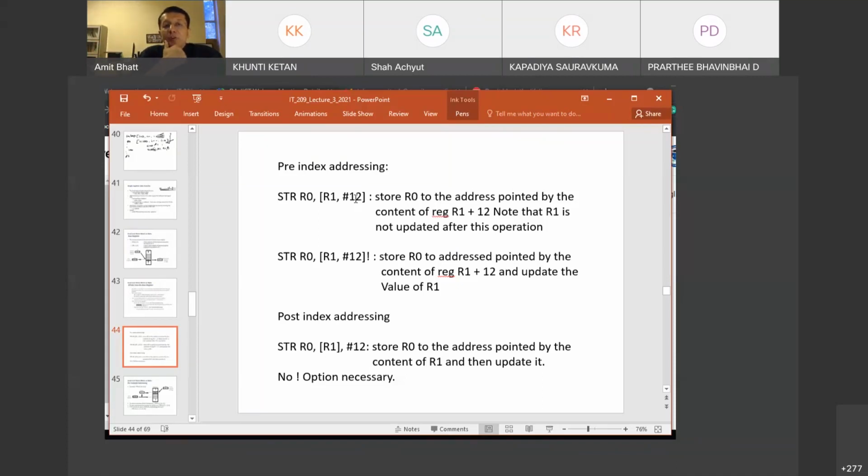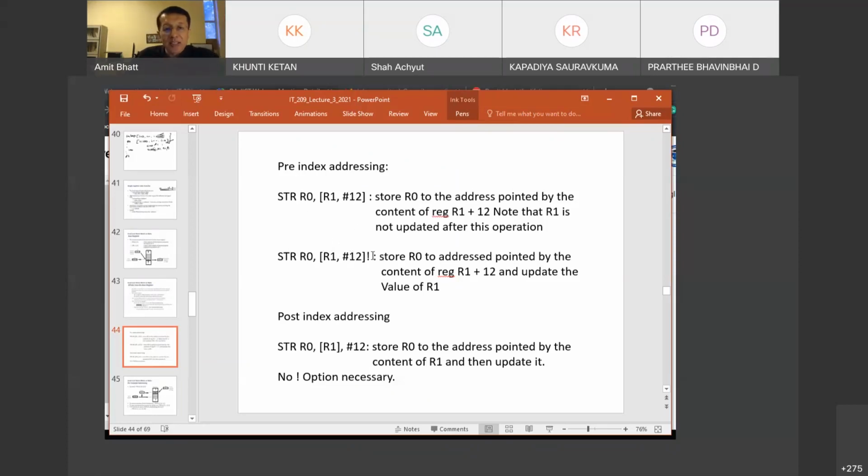Now, the difference between the first and second example which I have given is that it is exactly similar except this sign, which is the exclamation mark. In the first one, you are not updating the value of R1. The value of R1 will remain the same. Now, suppose you are writing a program where this is part of a loop. You find out the value of register R0 and then you want to store it in an array, then go ahead, increment it, store it into R0 and then store it into another memory location in that array. In that case, you want the value of R1 to be updated. So the next time you use an instruction like this, the value of R1 is already R1 plus 12 from the previous calculation. That means you go to the next one.